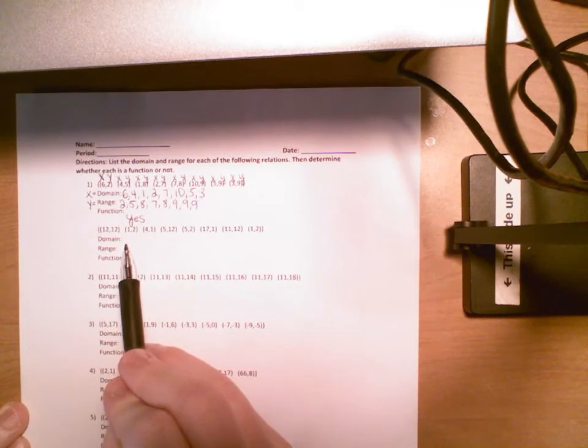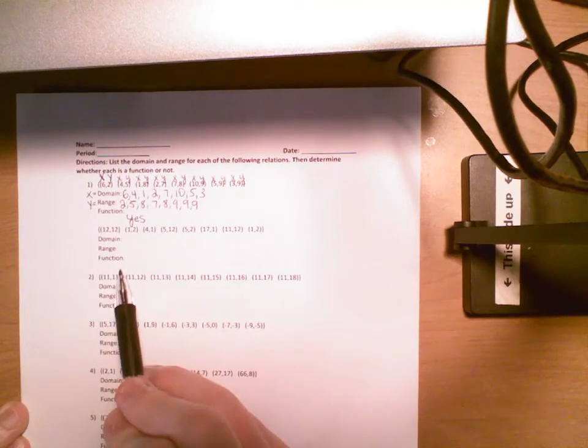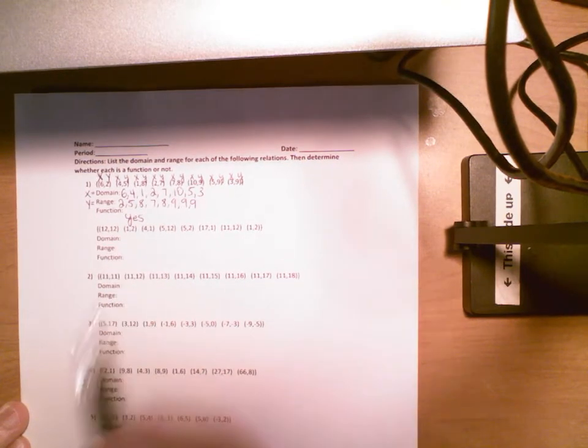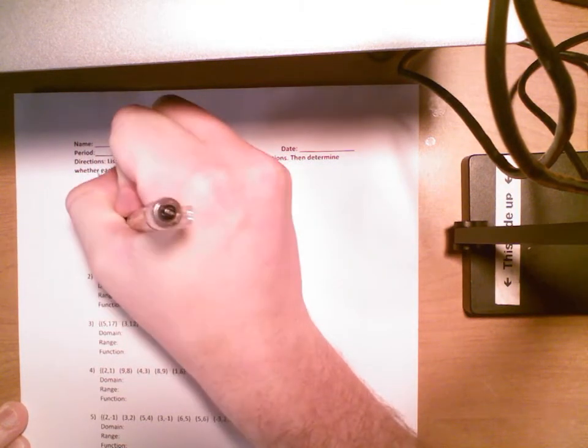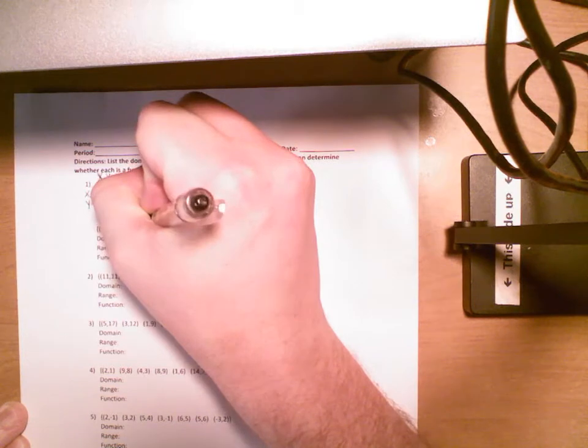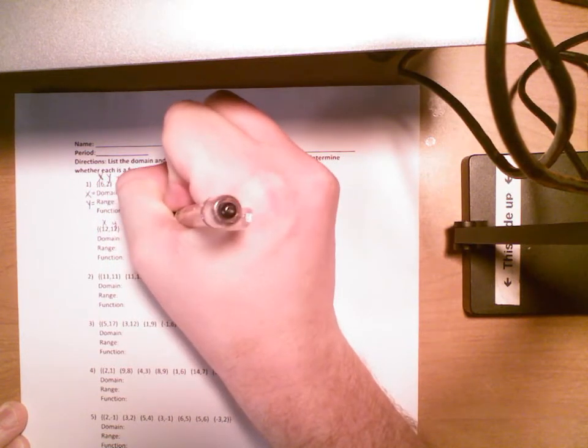Now, if I move on to number 2, I'll show you what a function does not look like. That's the word for it. So again, I know my domain is my x, and I know my range is my y's. So I'm going to mark those now. X and Y, X and Y, X, Y, X, Y.